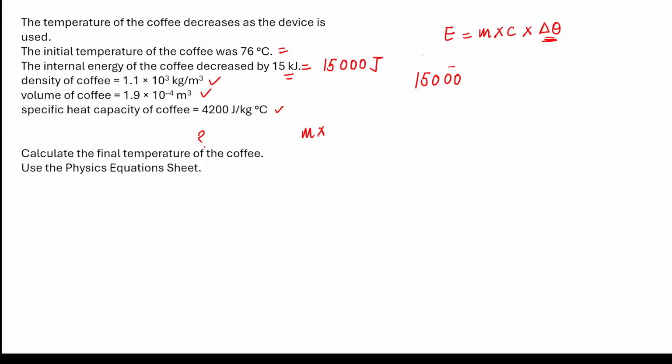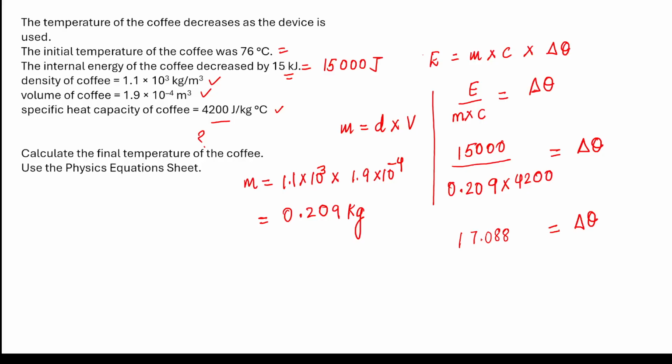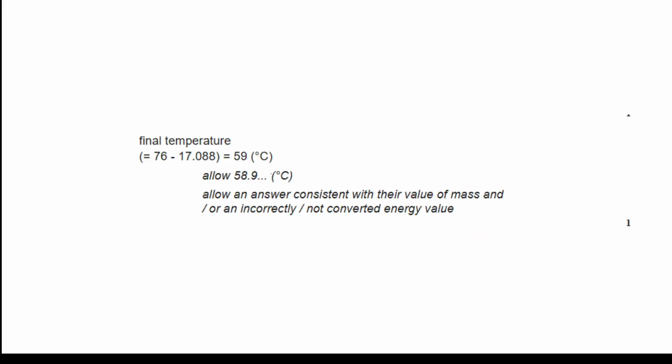So you divide, so I'm going to just write here. Okay, so done that. Now we got the temperature change as 17.088 and the initial temperature was 76 degrees Celsius. So what do we do then? We calculate the final temperature by taking 17.088 from 76, that is 59 degrees Celsius. So 58.9, whatever your calculator is giving you.